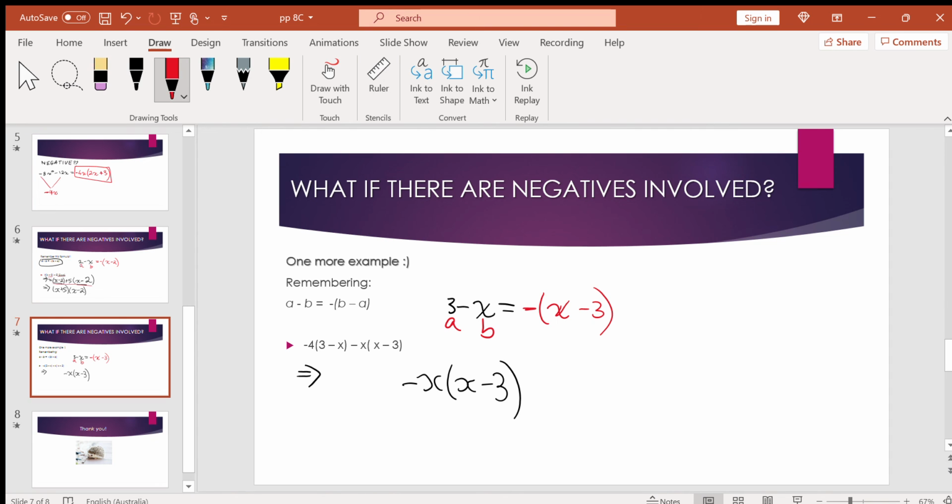So it becomes 4 x minus 3. Okay, and that becomes 4 minus x times x minus 3.